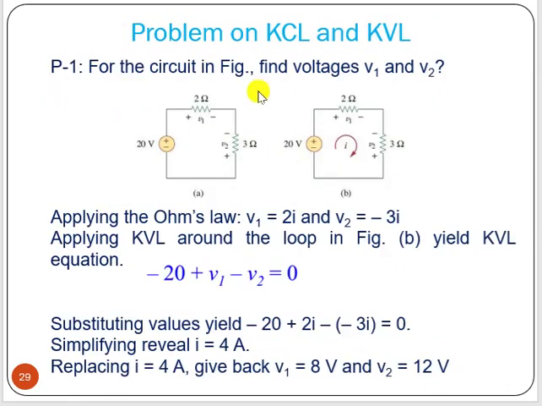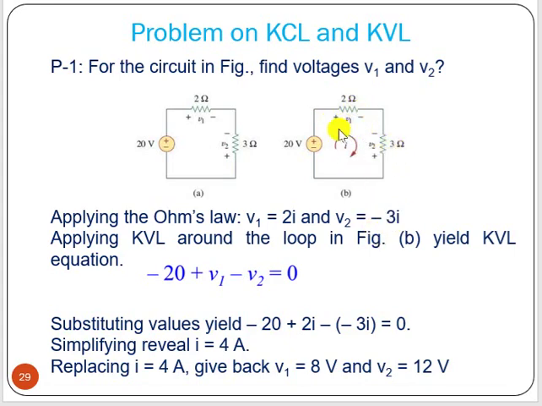Take one problem. Say we have to find V1 and V2 across this circuit. Now we know Ohm's law, KCL, and KVL. We will apply these three rules and see how to solve the problem. Applying Ohm's law, say the current flowing in this circuit is I. This is a series circuit, so the same current I will flow. Across this 2 ohm resistor, the voltage drop will be 2 into I, so V1 equals 2I, and V2 equals 3 into I.